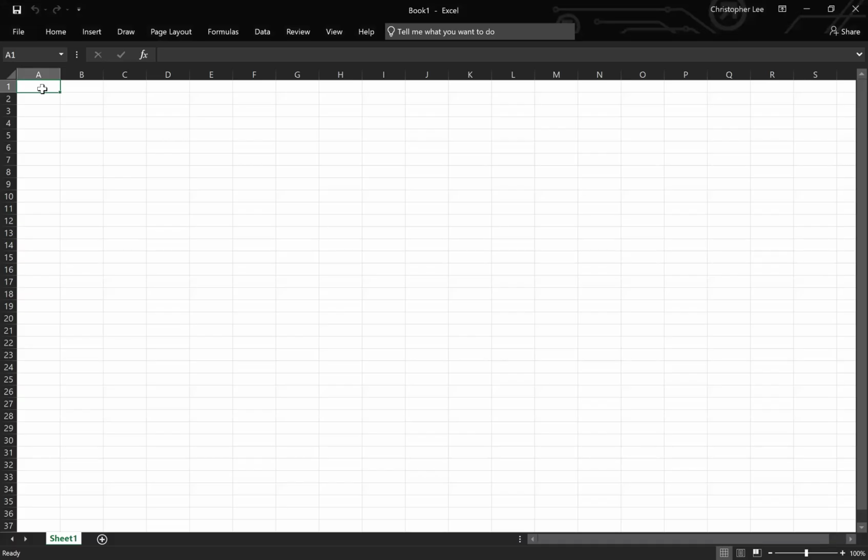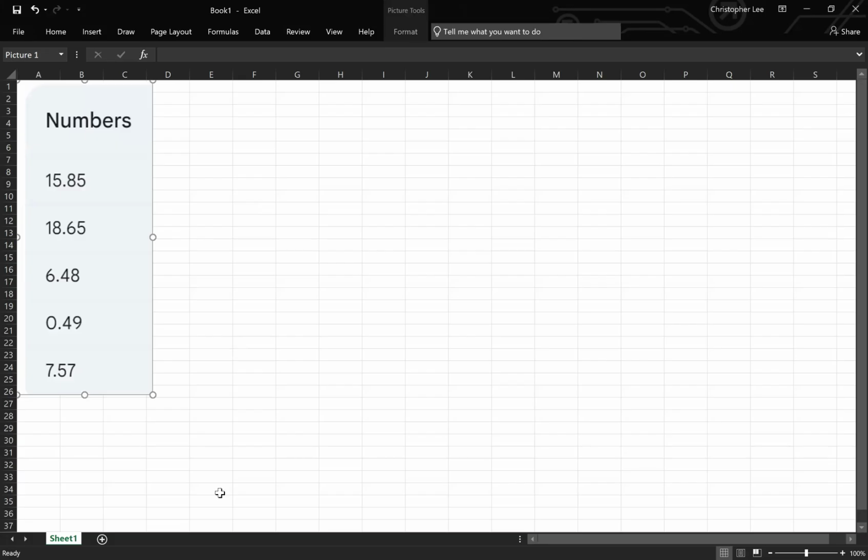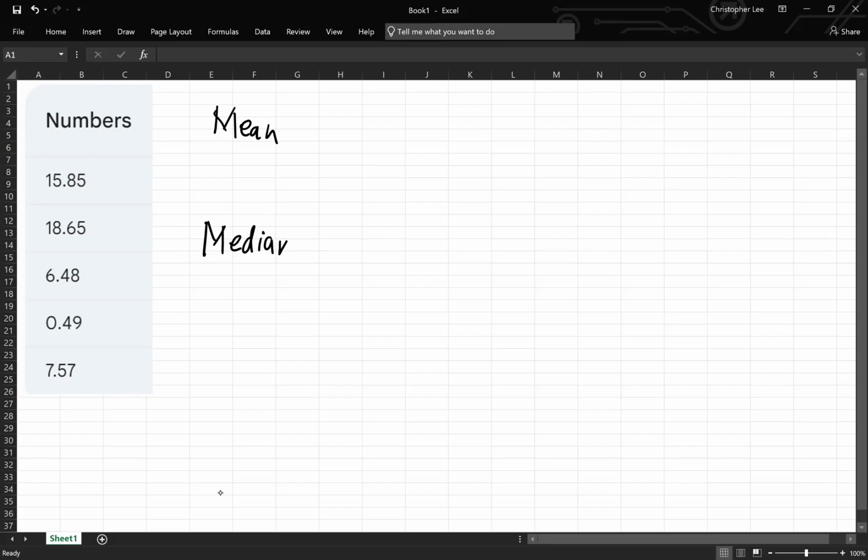Today, I want to start with a little bit of a review. So, given this data set of five numbers, I would like for you to find for me the mean, the median, and the standard deviation.